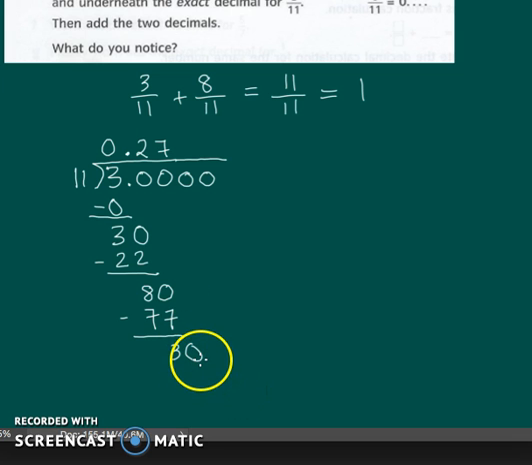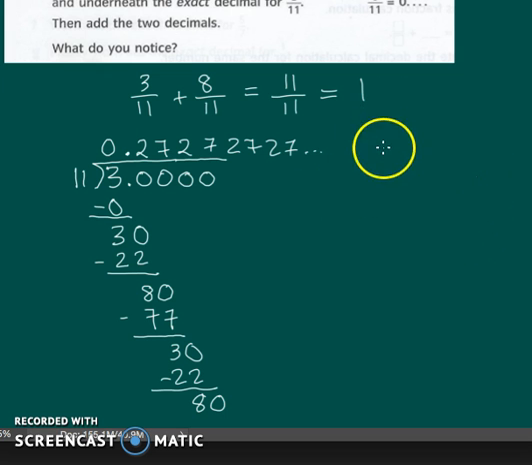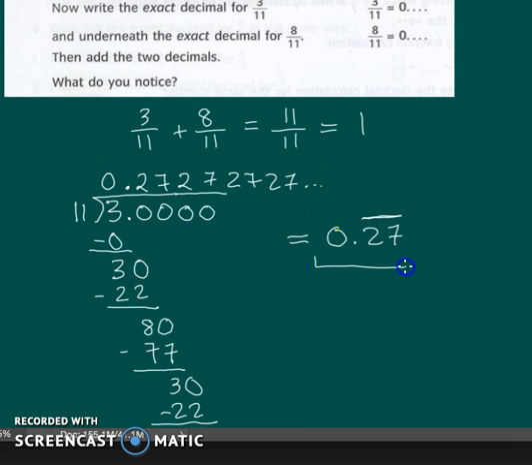I'll take down another 0. 11 goes into 30... oh, only 2 times. And looks like things are already repeating. 2 times 11 is 22. Subtracting, we are back to 8. And we will get another 7 here. And you'll see that if you keep going, you'll just keep getting 2, 7, 2, 7, 2, 7, and so on. So how do we represent this fraction? We are going to write 0.27 with a bar over the 27 to show that that is repeating forever. Okay, so that's good. We got that.